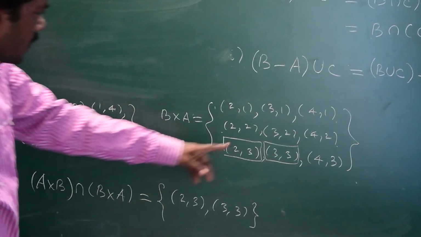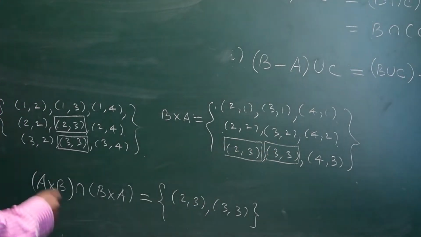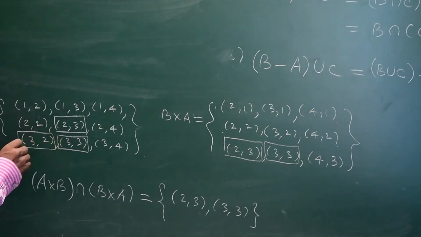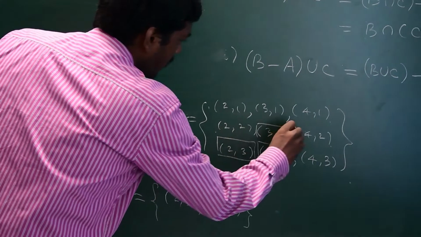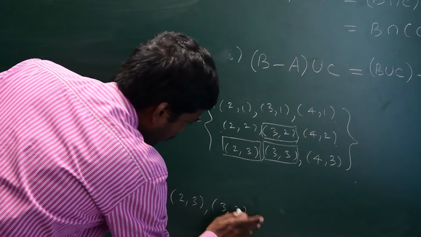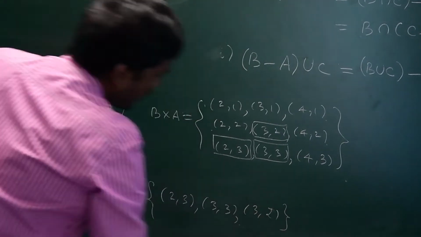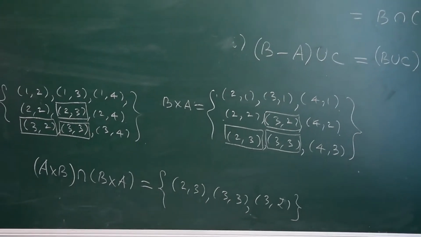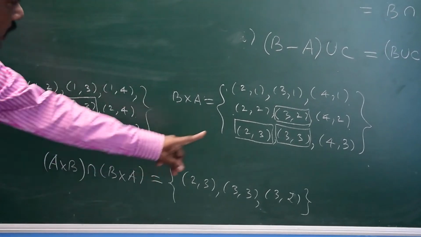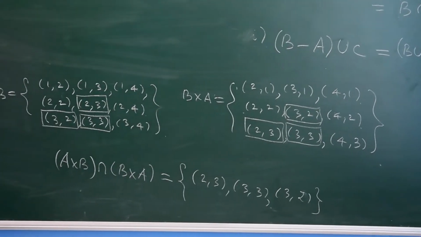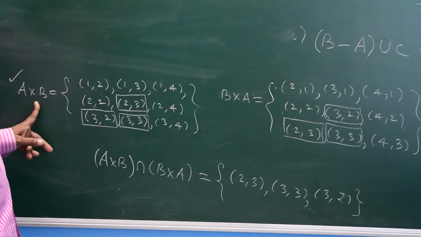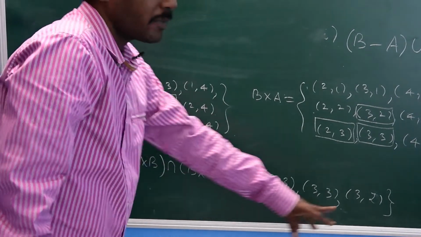3, 2. 3, 2 is here. Oh, okay. We have one more element. See, 3, 2 is there. Here also 3, 2 is there. So we have one more element common. Namely 3, 2 is also there. So we have three elements in common. Are there any other elements common? 3, 4, 3, 4. No other. So we find that A cross B and B cross A have three elements in common.